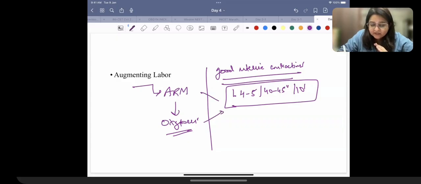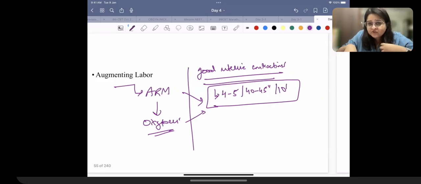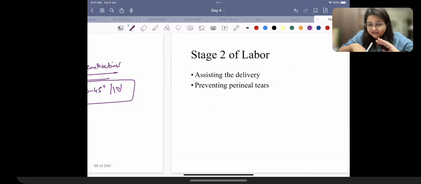This is your aim by doing an ARM or by giving oxytocin. We aim to achieve this level of uterine contraction. Okay? So this is what you should remember, that by augmenting labor, when you're looking for powers, this is what constitutes a good uterine contraction.